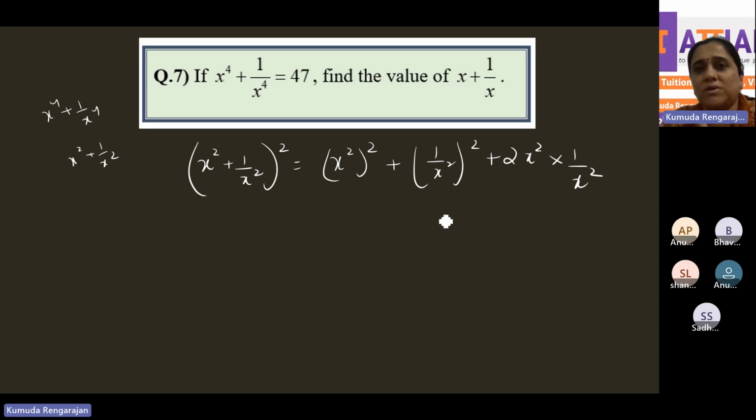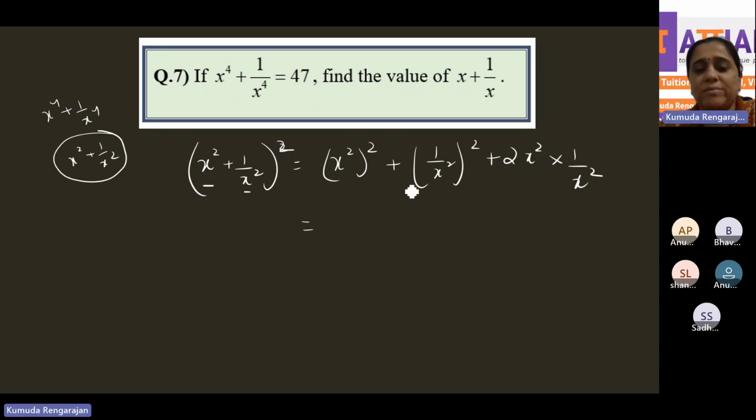Because we are given x to the power 4 plus 1 by x to the power 4, you can find x squared plus 1 by x squared. So you should write x squared plus 1 by x squared, square it and write the identity yourself. Now, this is like (a plus b) the whole square. You should square it. See, we have to find x squared plus 1 by x squared. You square it and write the identity.